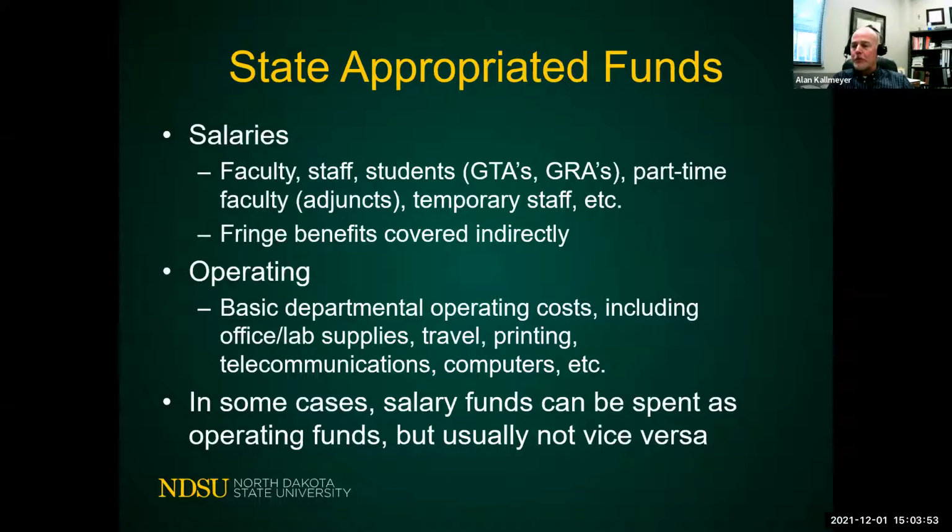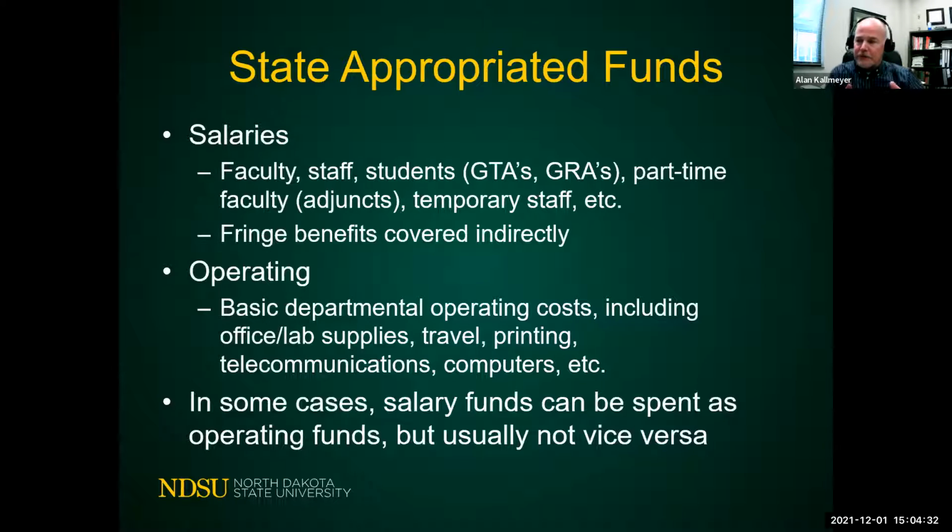So let's start with the appropriated funds, because this tends to be the primary source of revenue for most departments, right? We all have appropriated funds that come from the state. Those are the funds that provide the salaries for your faculty and staff. Those tend to be the fixed lines, the permanent lines. Many programs also have pool positions, which can be used to fund some of your part-time adjunct faculty, students, TAs, and those types of things, any other kind of temporary staff.